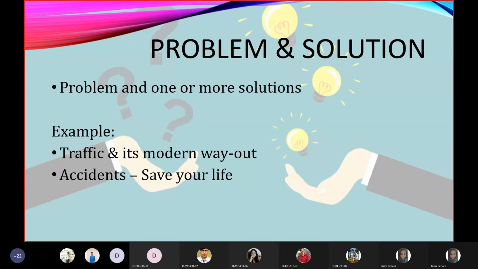So the final way of writing, this is the last one, is how you can explain things. So the first is descriptive, then we have sequence, then comparison and contrast, then cause and effect, and the last one is problem and solution. You can also explain things by writing the problem and their solutions.